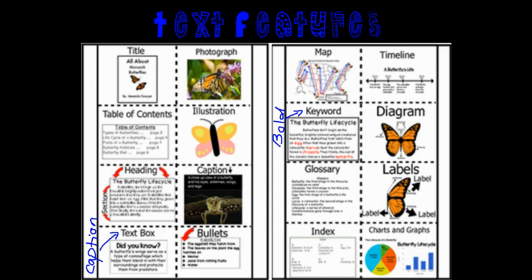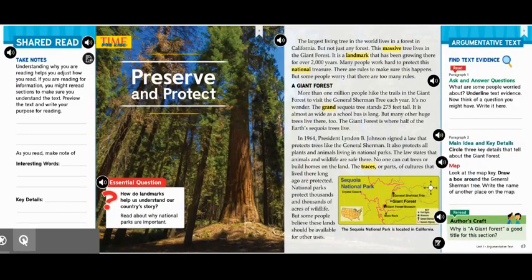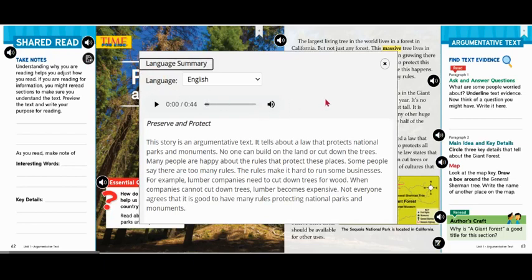All right, now that we learned all about main idea and text features, let's head back to our book and start reading and writing about the text. Let's start by listening to the summary of Preserve and Protect to help us get our brains ready for what we're about to learn. We're going to listen to it in English first and then Spanish.